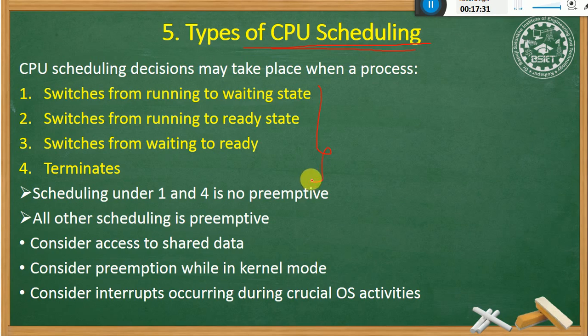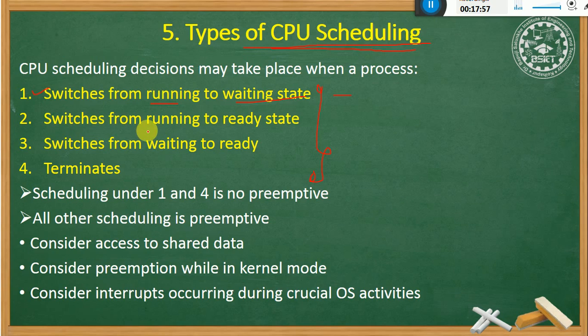So there are basically 4 conditions where CPU scheduling is used. The first condition is when a process shifts from running to waiting. If you have gone through the process state diagram, a process shifts from running to waiting when I/O devices or an I/O processor is required. Then we use CPU scheduling.